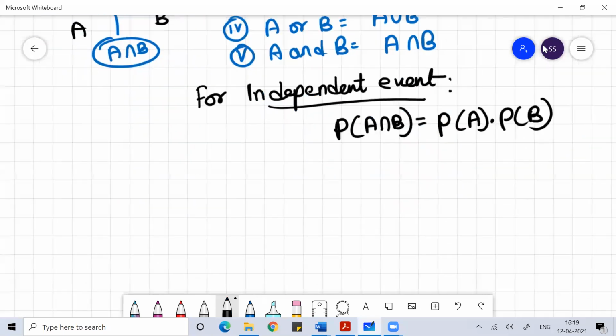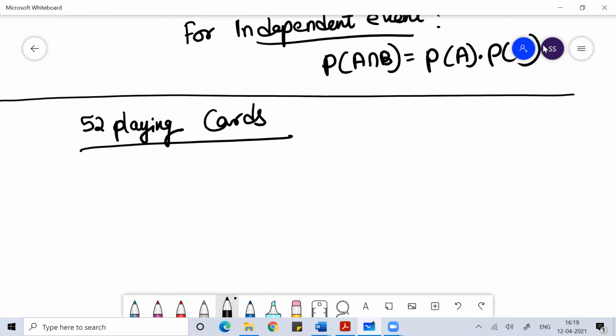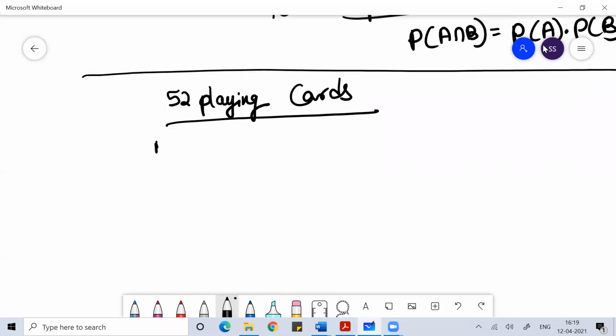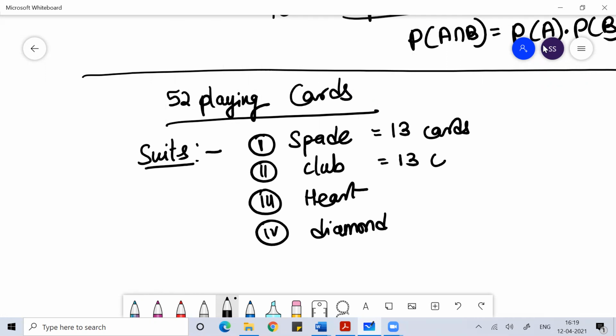Going further, while discussing the concept of probability, you can remember the concept of cards. When we talk about cards, we have 52 playing cards, and these cards belong to different suits. Those suits can be spade, club, heart, or diamond. There are four suits, and each suit has 13 cards. So 13, 13, 13, 13, total 52 cards.